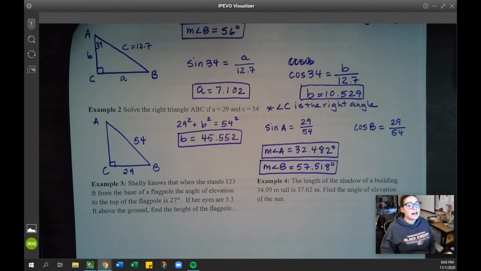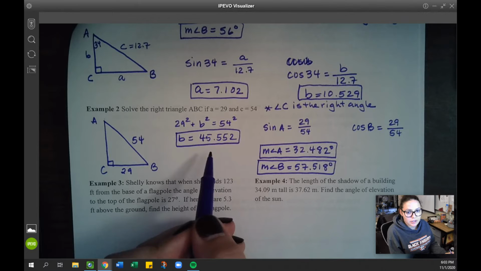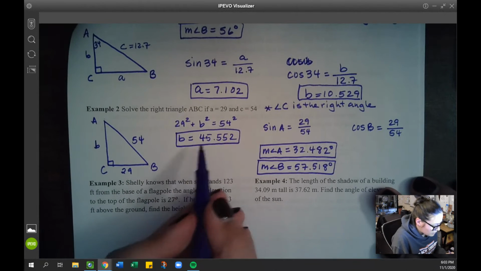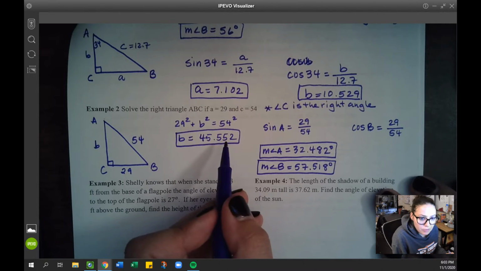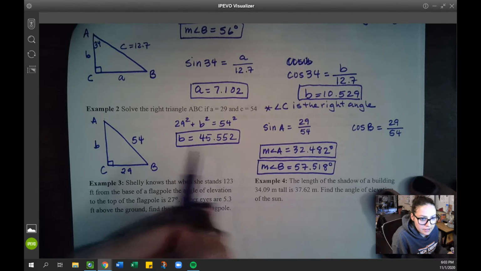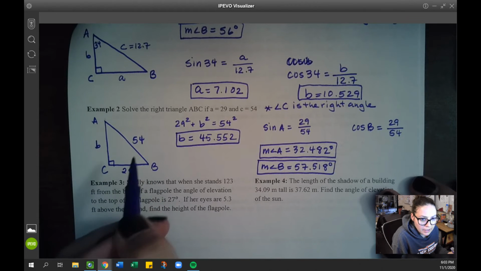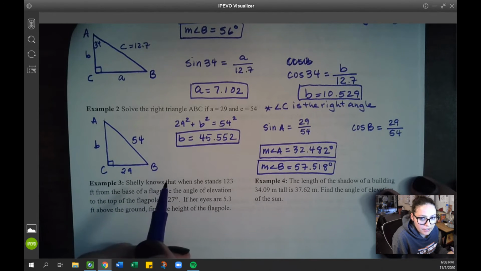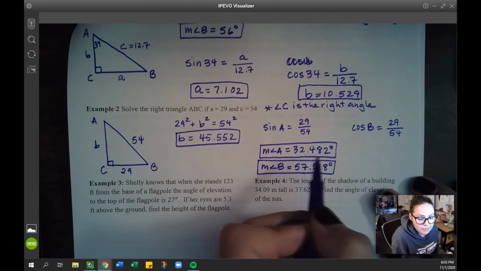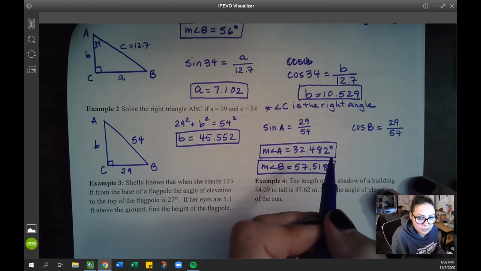All right, there are lots of ways that you could have gone about finding the missing elements of this triangle. But what I did is I used the Pythagorean theorem to find the side length that we were missing. And I got 45.552 from that. Then I set up this equation. Sine A equals 29 over 54, opposite over hypotenuse. And then I used inverse sine to find that the measure of angle A was 32.482.